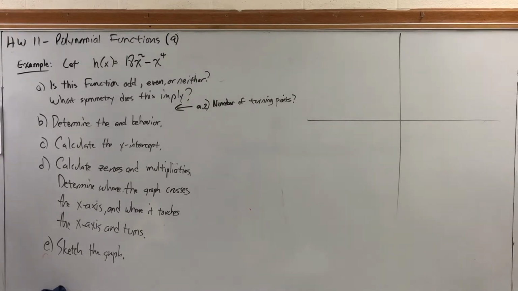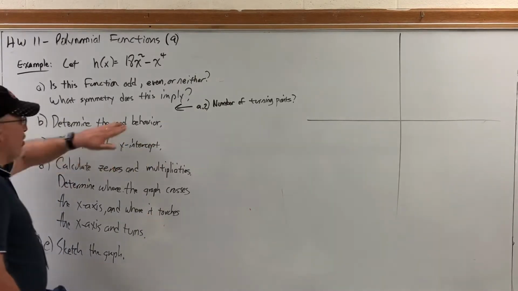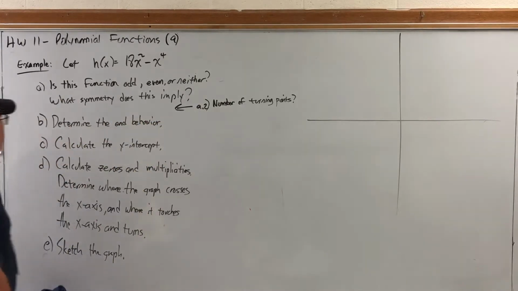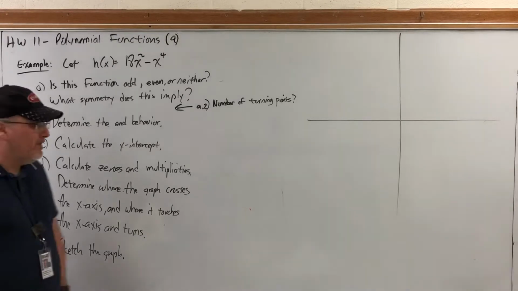And I've got 6 things listed here. It only looks like 5, but when I got to the end, I realized I left one out. So it's part A, point 2, if you will. So let's start with part A. Is this function odd, even, or neither? What symmetry does this imply?